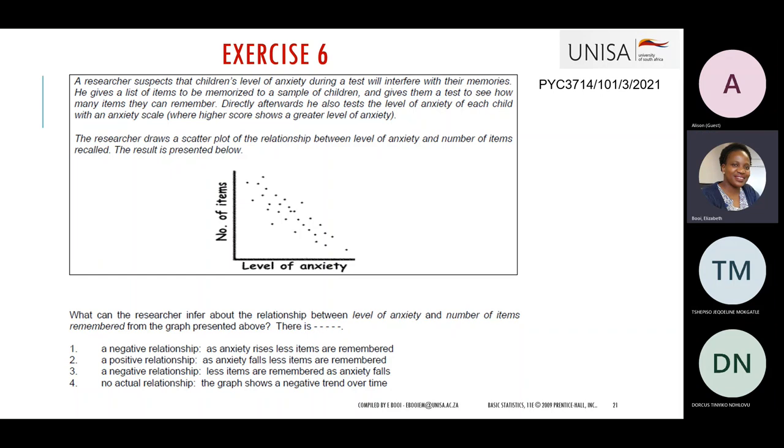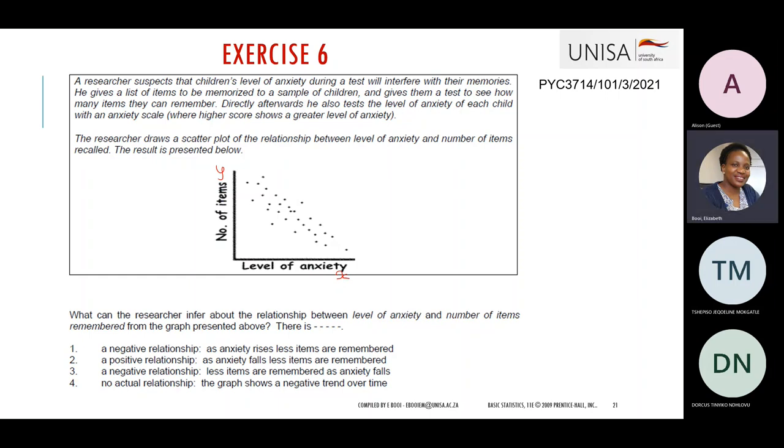Okay, so this one looks a little bit different. A researcher suspects that children's level of anxiety during a test will interfere with their memories. He gives a list of items to be memorized to a sample of children and gives them a test to see how many items they can remember. Directly after, he also tests the level of anxiety of each child with an anxiety scale, where a higher score shows a greater level of anxiety. The researcher draws a scatter plot of the relationship between the level of anxiety and the number of items recalled. The results are presented on the scatter plot below, where our X variable, which is our independent variable, is the level of anxiety, and our Y variable, which is our dependent variable, is the number of items they can recall.